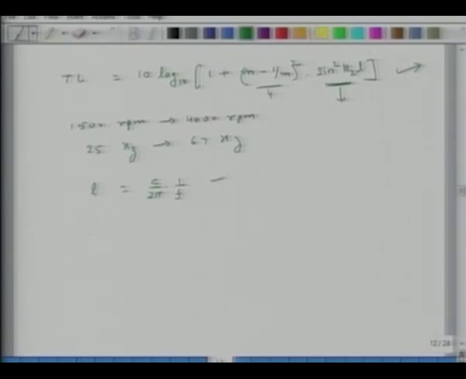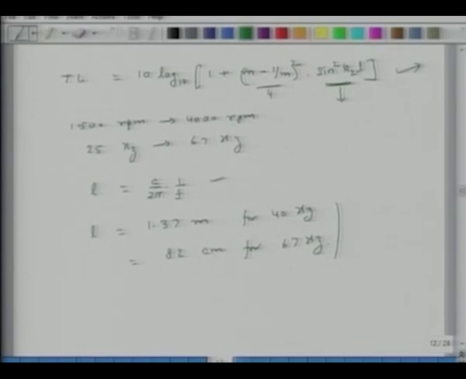So that translates to L equals 1.37 meters for 40 Hertz, and it is 82 centimeters for 67 Hertz. So if I know what frequency I am trying to minimize, then based on that I have to choose the right value of L. That's what I am trying to do.